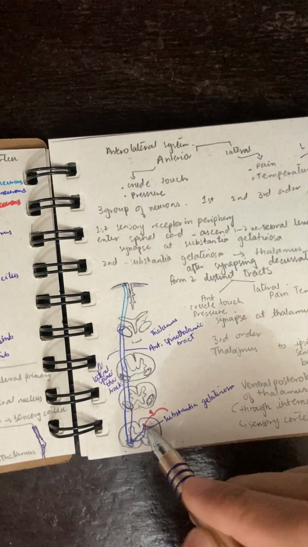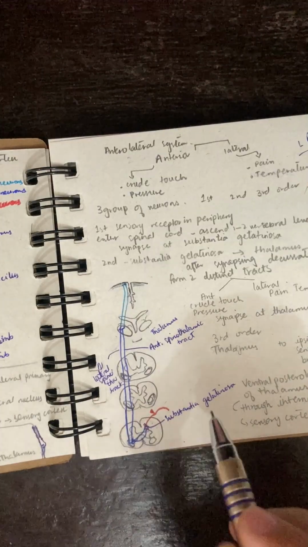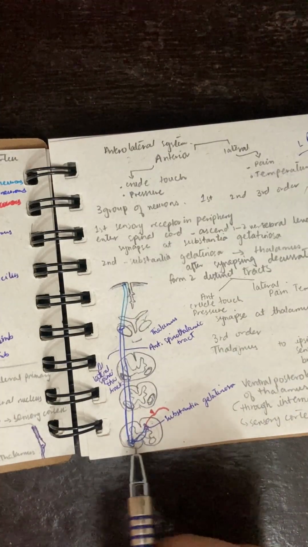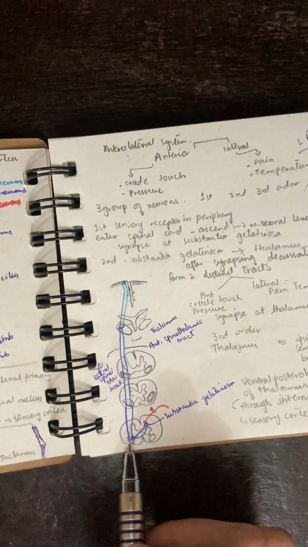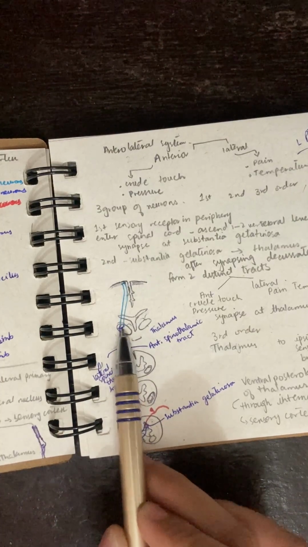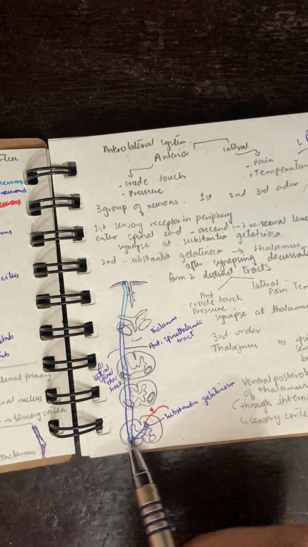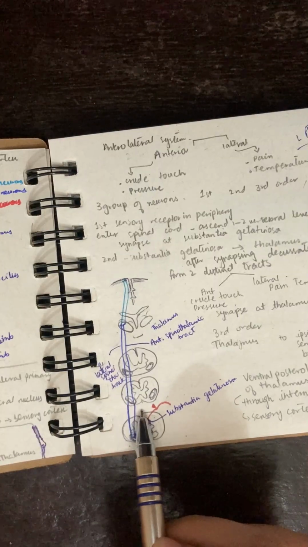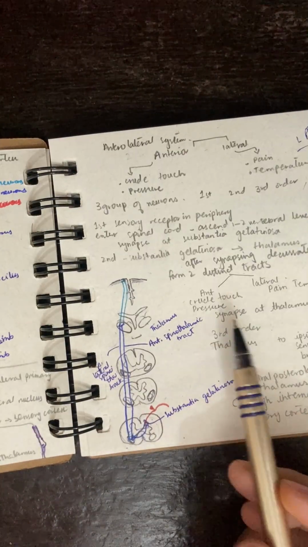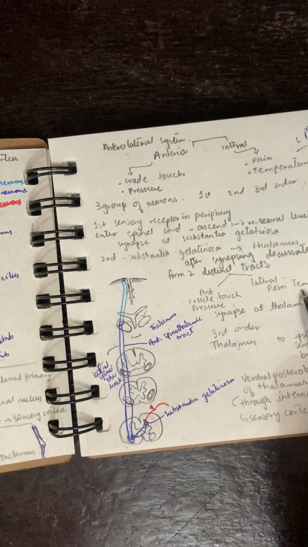Now, in the substantia gelatinosa, the second order neuron starts and there is decussation at the level of the spinal cord. They travel to the opposite side and ascend towards the thalamus. After decussation, two tracts are formed. One is anterior and the other is lateral. Anterior carries the information of crude touch and pressure, while lateral carries the information of pain and temperature.